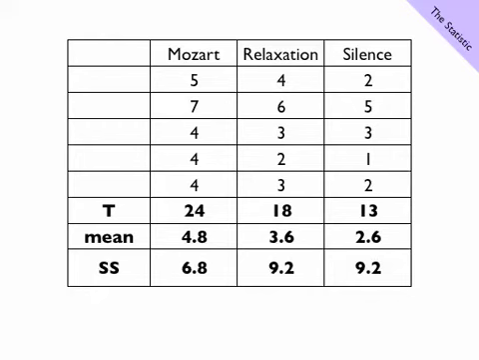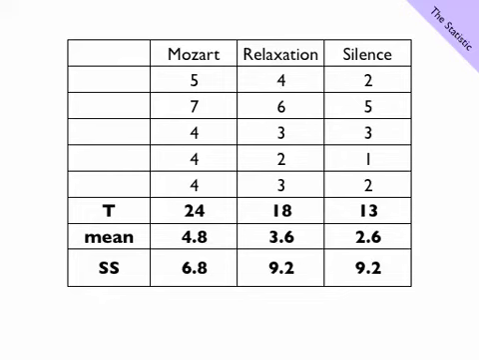There's a T total for the Mozart condition. That's just 5, 7, 4, 4, and 4. Right? 12 and 12 is 24. So that's the total within the Mozart condition. We have a total within the relaxation condition and a total within the silence condition. And we're going to square those T's and divide by the number of scores within each condition.